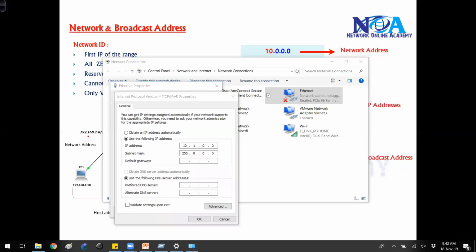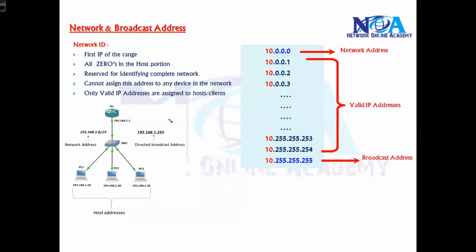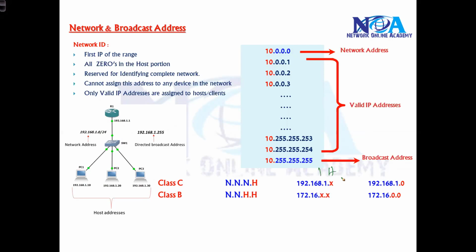If it is a C class, then make sure that only the first portion, let's say 192.168.1.0, that will be the network ID. And if it is a B class, then 2 portions should be zeros. This is a host portion, so this should be 0. And in B class, there are 2 host portions, so there should be 2 zeros. And if we are using any A class, then 3 should be zeros, because there are 3 host portions.